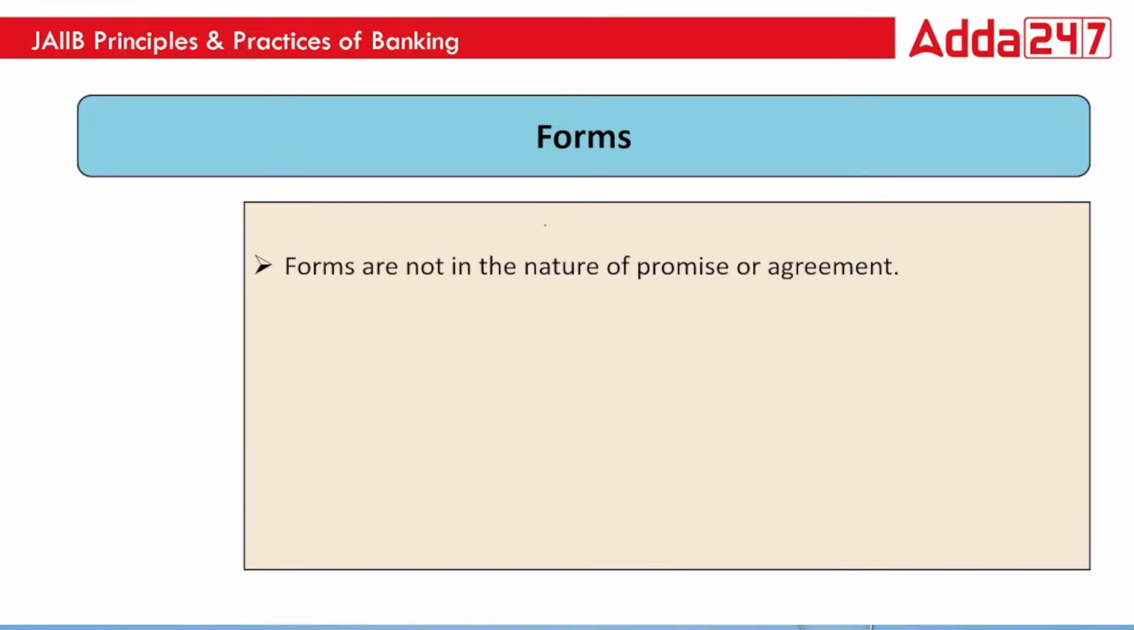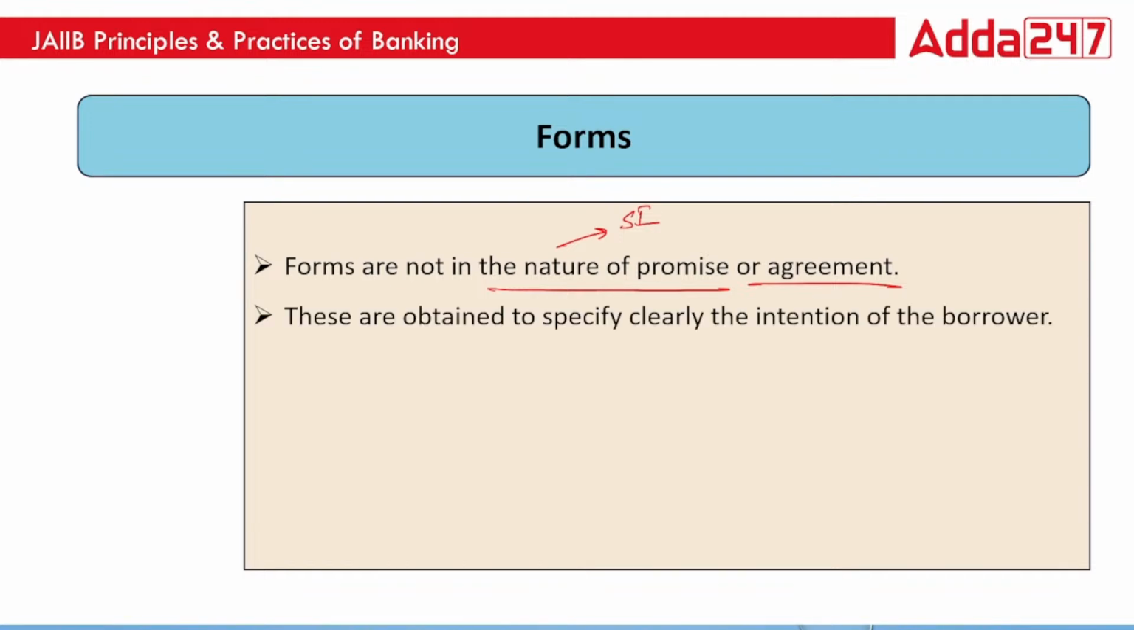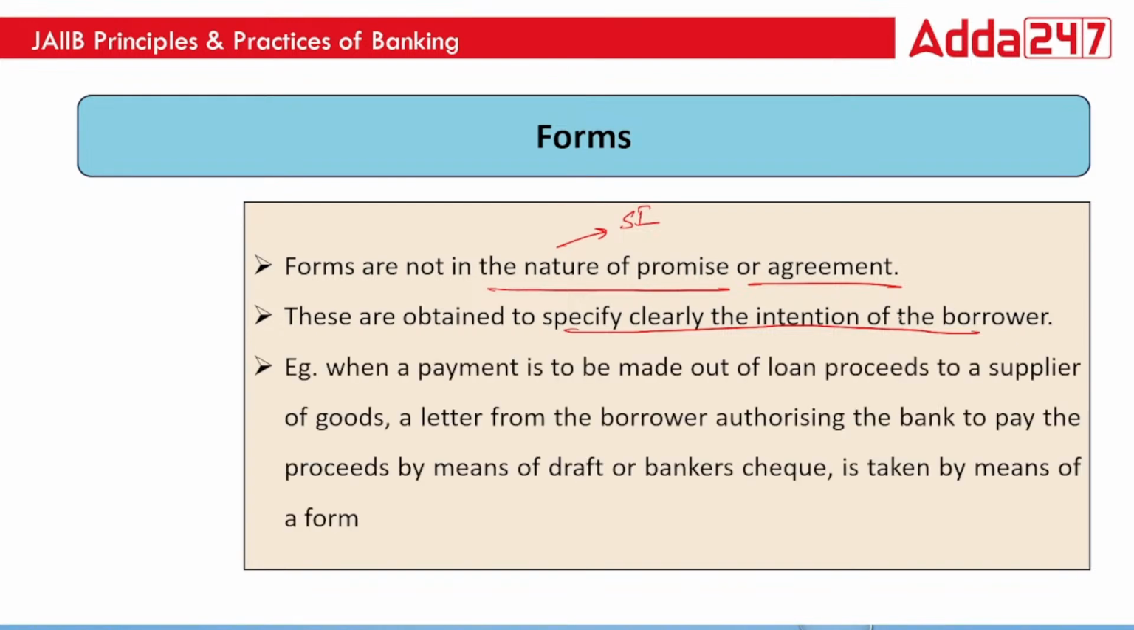Then, as I told you, you also have to take some forms which are in the nature of a promise or agreement. Like if the customer has to pay and wants to give a promise that you can debit their savings account or their salary account, and you can debit the loan account of the customer, you will take forms for that. These are obtained to specify clearly the intention of the borrower. Example: when a payment is to be made out of loan proceeds to a supplier of goods, a letter from the borrower authorizing the bank to pay the proceeds by means of a draft or banker's cheque is taken by means of a form.